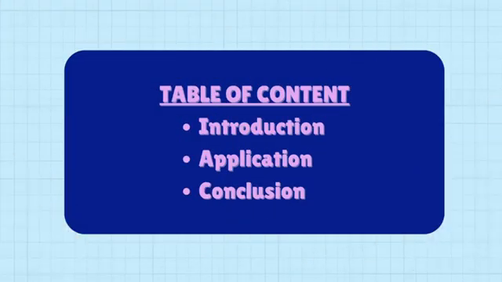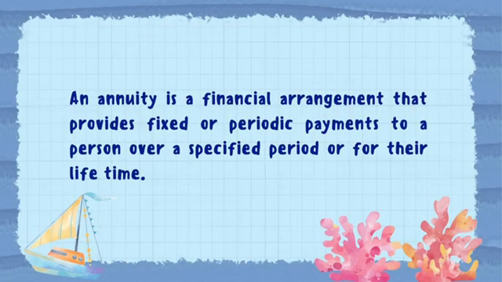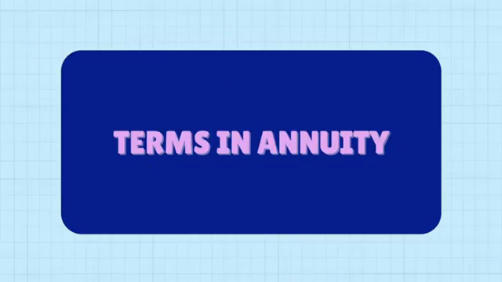So, in this video, we would like to explain the introduction of annuity, how it applies to real-life cases, and also the conclusion of it. First of all, what is annuity? An annuity is a financial arrangement that provides fixed or periodic payments to a person over a specific period or for their lifetime.